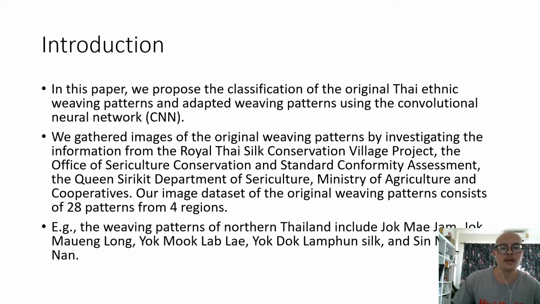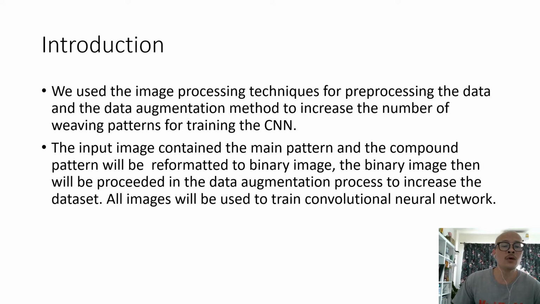For example, the weaving patterns of northern Thailand include จกแม่แจ่ม จกเมืองรอง ยกมุกลับแล ผ้าไหมยกดอกลำพูน and สิ้นเมืองนาค. We used an image processing technique for pre-processing the data and the data augmentation method to increase the number of weaving patterns for training the CNN. The input image contains the main pattern and the compound pattern, and will be reformatted to a binary image. The binary image will then proceed to the data augmentation process. In order to increase the dataset, all images will be used to train the CNN later on.